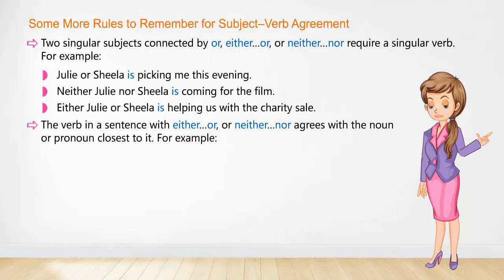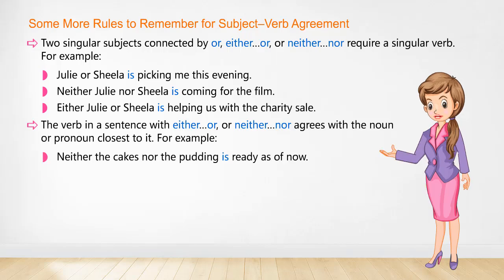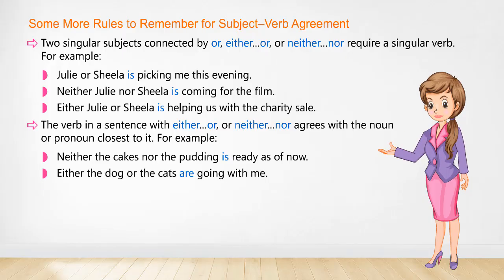The verb in a sentence with either, or, neither, nor agrees with the noun or pronoun closest to it. For example, neither the cakes nor the pudding is ready as of now. Either the dog or the cats are going with me.